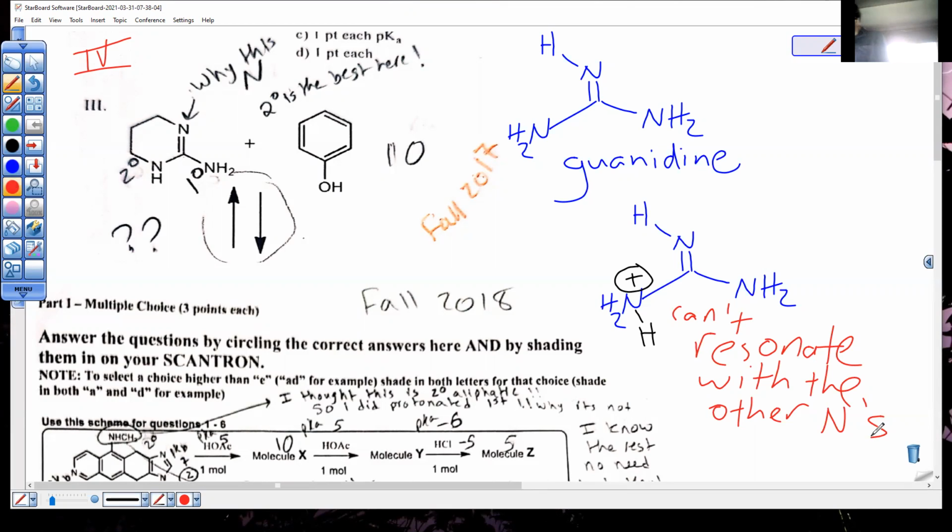This one can. You put the hydrogen right here, and you've got 2 more resonance forms, which means you protonated the correct nitrogen. That's the place to put it. This is not. You can't resonate with an sp3 nitrogen. This one's sp2 with a pi bond, can resonate. So that is the answer to that.